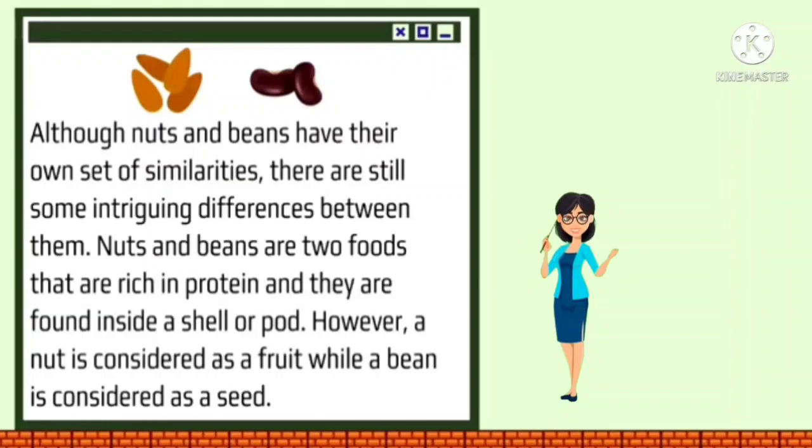Although nuts and beans have their own set of similarities, there are still some intriguing differences between them. Nuts and beans are two foods that are rich in protein and they are found inside the shell or pod. However, a nut is considered as a fruit while a bean is considered as a seed.